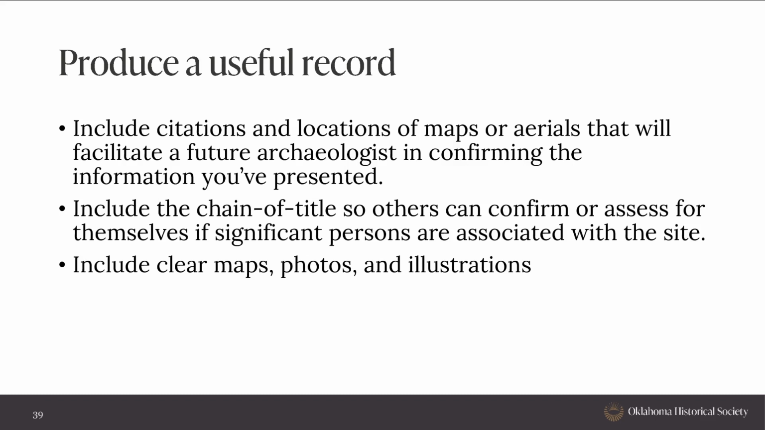Ultimately, we want to produce a useful record, and we can do that by including citations and locations of maps or aerials that will facilitate future review and future research associated with this site or a context of sites. If you're including the chain of title, others can confirm or assess for themselves whether significant persons may have been associated with the site. And if you're including clear maps, photos, and illustrations, then you have documented the appearance of the site at the time of your work so that it can be compared in the future.